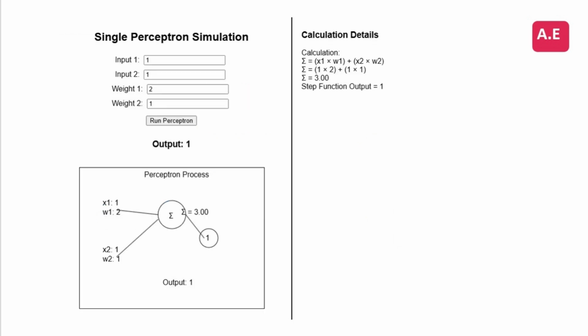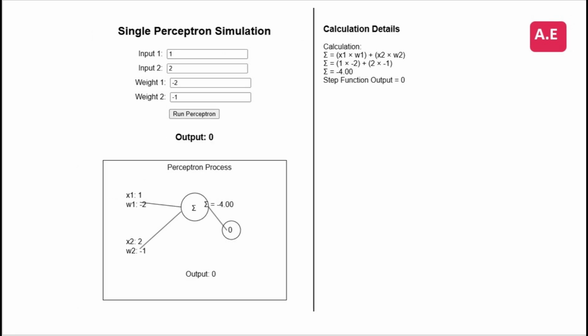Example values. Input 1 equals 1. Input 2 equals 1. Weight 1 equals 2. Weight 2 equals 1. Calculation: 1 times 2 plus 1 times 1 equals 3. Since 3 is greater than 0, the perceptron outputs 1.